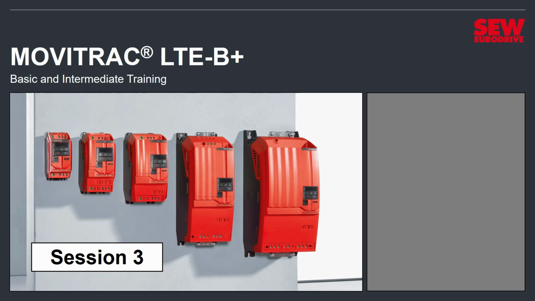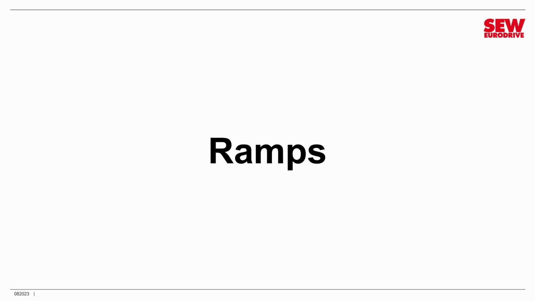This is Session 3. In our last session, we did a quick startup of our MOVITRAC LTE-B+, and we took a look at the basic things you need to do to get one turning. Now we're going to look at a few more advanced concepts. We're going to explore something called ramps, and we're going to take a look at getting into the extended parameter set. By doing this, we'll be able to change motor control modes and we'll be able to access many additional parameters. Let's get started. I'm going to begin by talking about ramps.